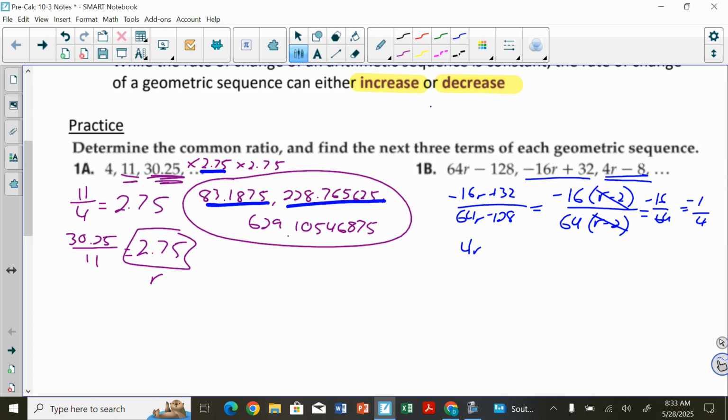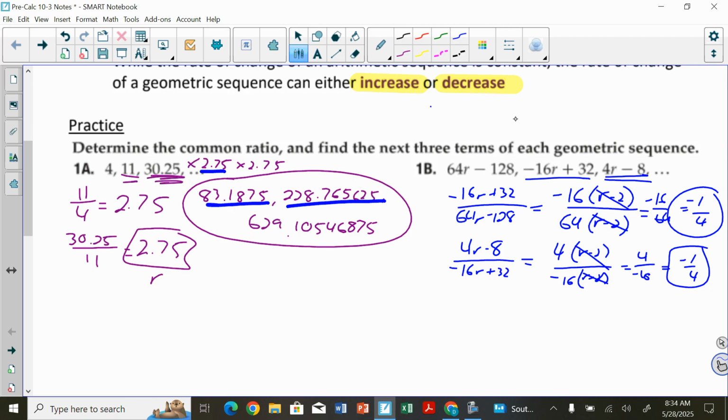4R minus 8, because if it's not, then it's not a geometric sequence. Divided by negative 16R plus 32. Okay, so let's factor some stuff out here. If I go 4, this would be R minus 2, I kind of already did this one, negative 16, R minus 2, so I can cancel those out. So again, I have 4 over negative 16, which is negative 1/4. So those check out. That would be my r value there.